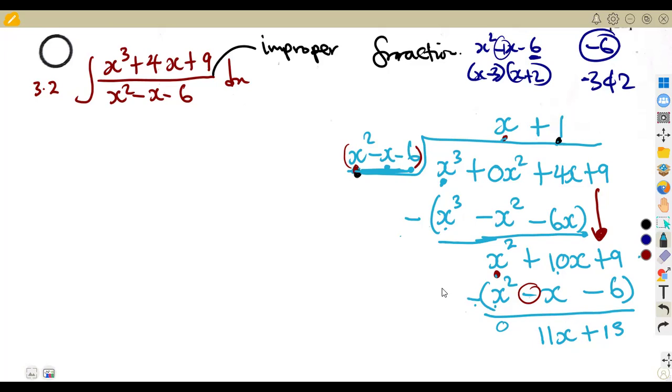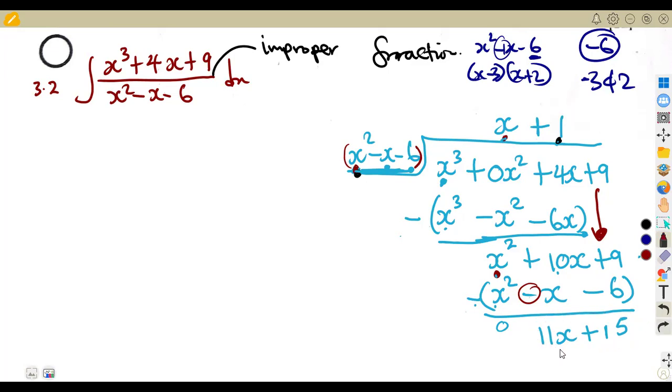This is going to be like this in the actual sense. All right, so you're supposed to be very, very careful in your simplification. So I've got a 15. 9 plus 6, which is 15. So this is what we are having, 11x plus 15.